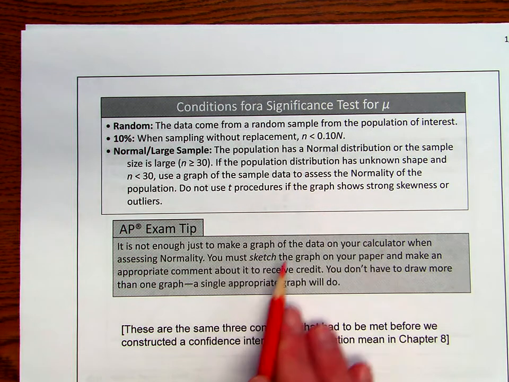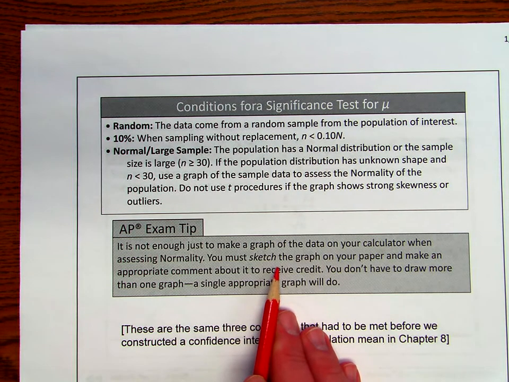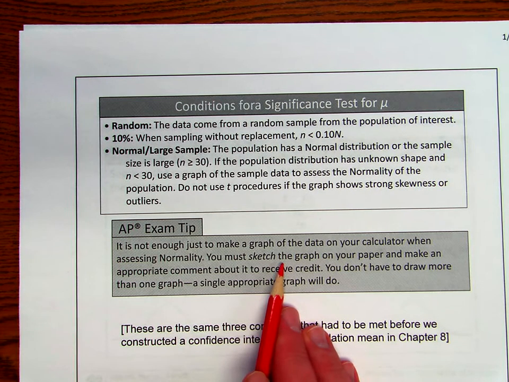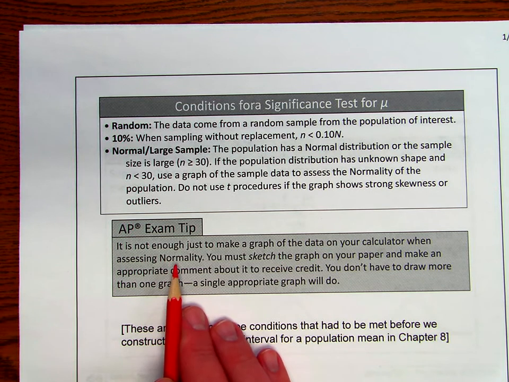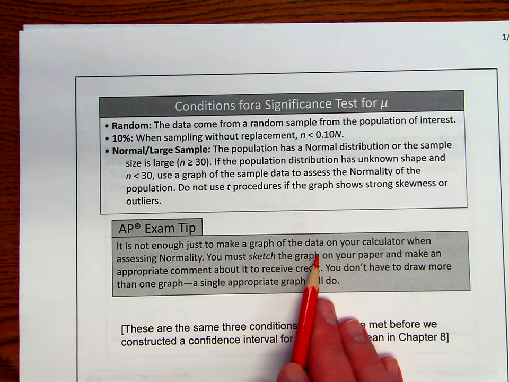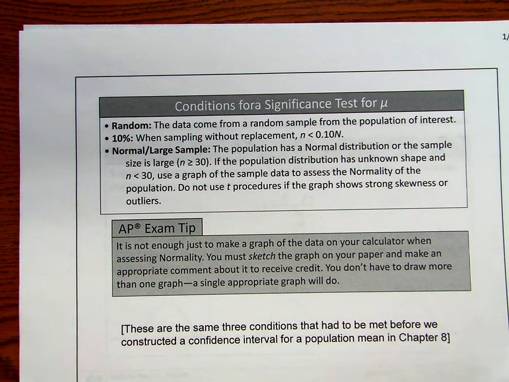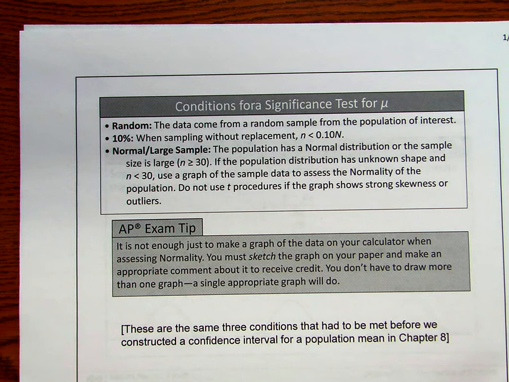Fleshing that out a little more, if your sample size is less than 30, you do not know the population standard deviation, or it's distinctly not normal, then you need to examine the sample data. It is not enough to just make a graph of the data on your calculator when assessing normality. You want to sketch the graph on your paper and make an appropriate comment about it to receive credit. You don't have to draw more than one graph. A single appropriate graph will do.